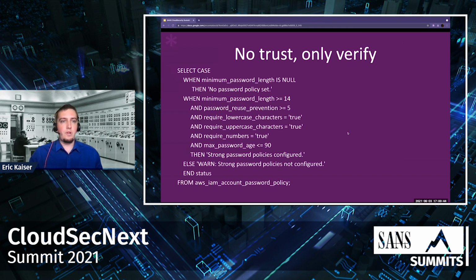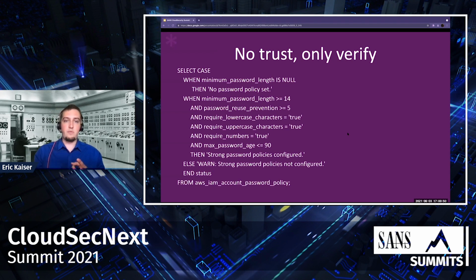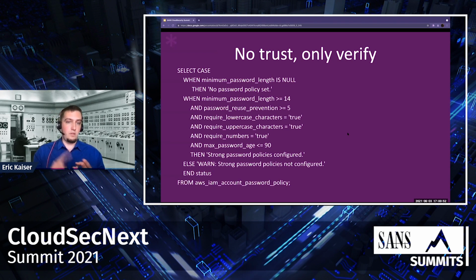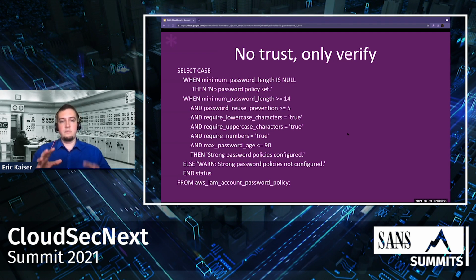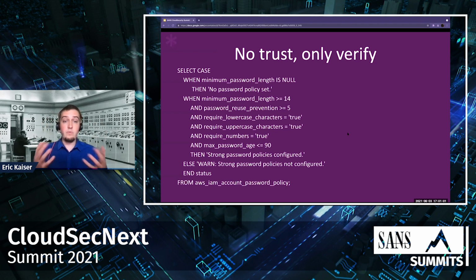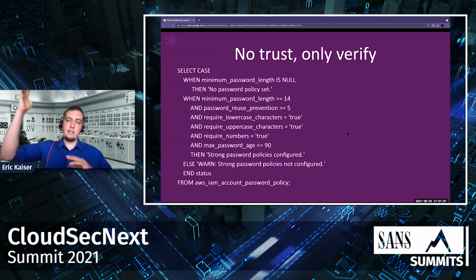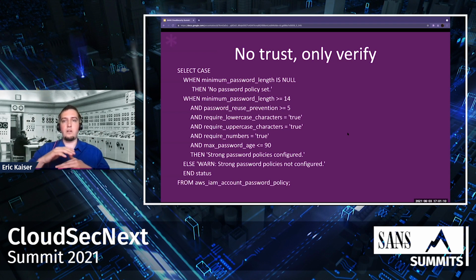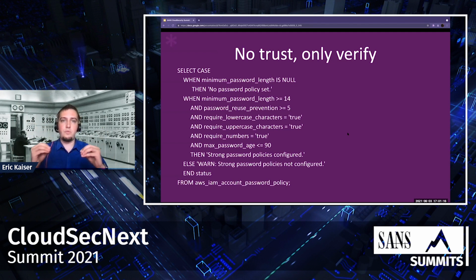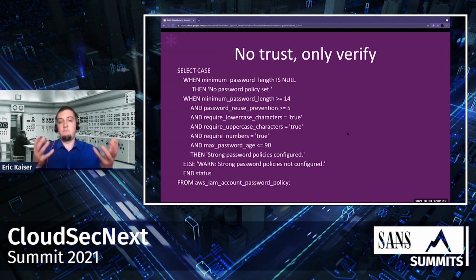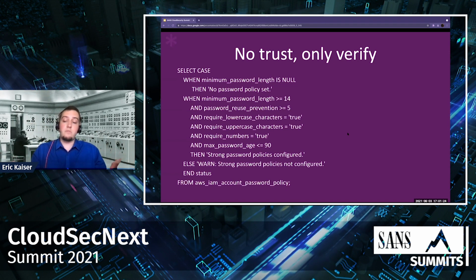Well, in this brave new world, there's no trust, there's only verify. So we're going to get the minimum password length, the password reuse prevention, the lowercase characters, uppercase characters, require numbers, max password age. If all of those are true, then we have strong password policies. Otherwise, we don't. And this is a way to, again, take all of the data that you have about the password policies across all of your AWS accounts, and distill that down to a single answer to the question, am I compliant with this benchmark or not across all of the AWS accounts that I have?